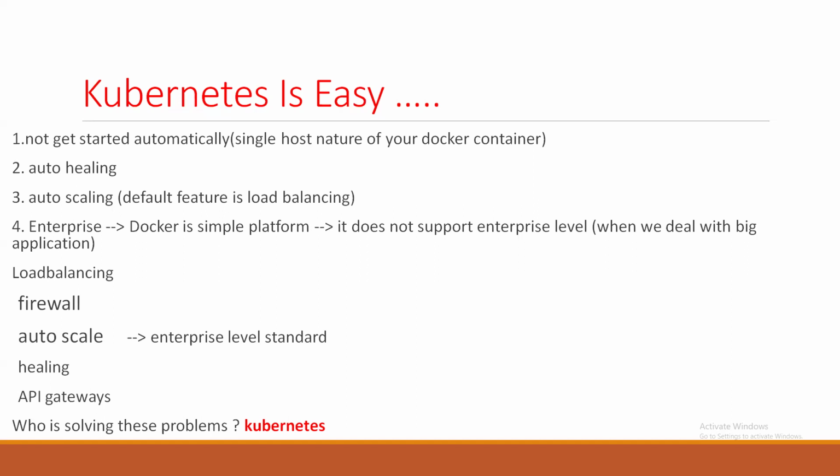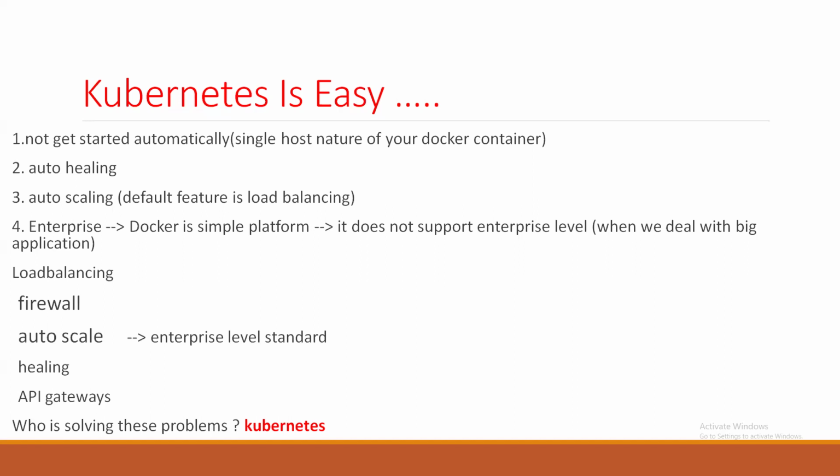Then the enterprise model. Docker is a simple platform, and it does not support the enterprise level. When we deal with big applications, for example Facebook or WhatsApp, Docker will not support them. There is no load balancing, no firewall, no auto scaling, no auto healing, no API gateway. So what is the solution, guys?